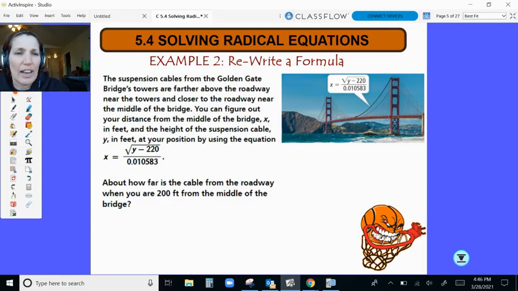Now here we have suspension cables from the Golden Gate Bridge's towers that are further above the roadway near the towers and closer to the roadway near the middle of the bridge. You can figure out your distance from the middle of the bridge, x, in feet. So my x represents the distance from the middle of the bridge. And the height of the suspension cable, y, at your position is given by the equation right here. About how far is the cable from the roadway when you're 200 feet from the middle of the bridge? So this represents my x, 200 feet from the middle of the bridge.